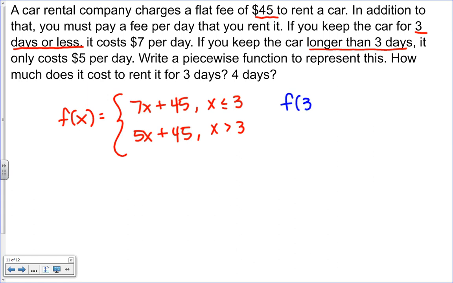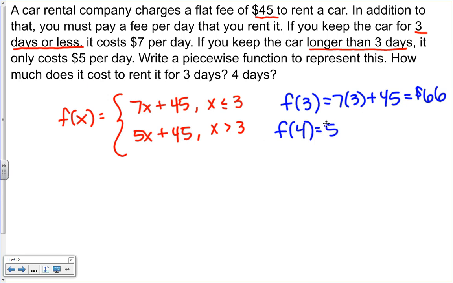Here f of 3 gives you, you plug it into the top one because that's where x is equal to 3. F of 3 is 7 times 3 plus 45, which gives you $66. Okay, if you did f of 4, that forces you to use this bottom function because 4 is greater than 3. So you're going to do 5 times 4 plus 45, which equals $65.